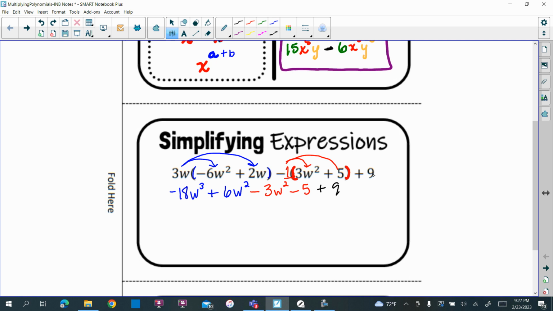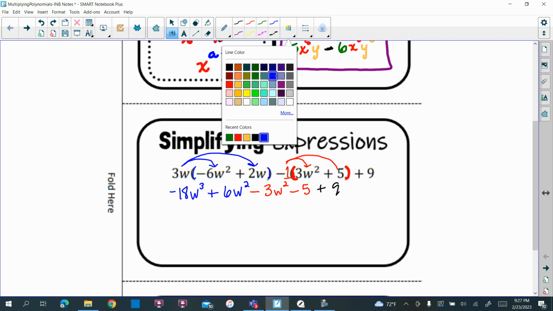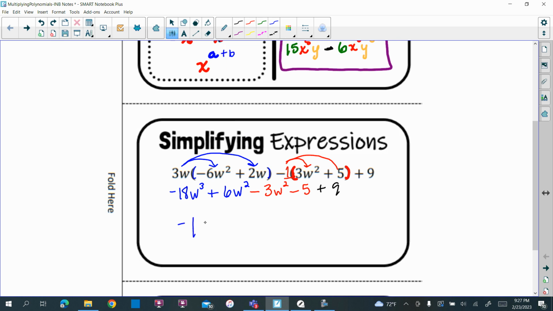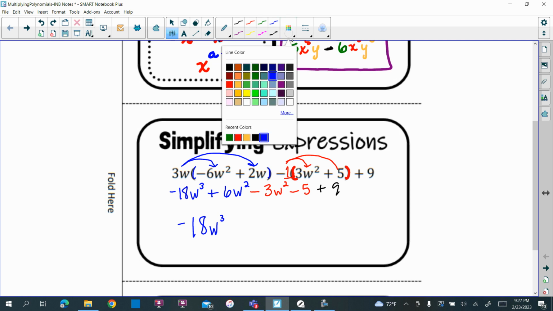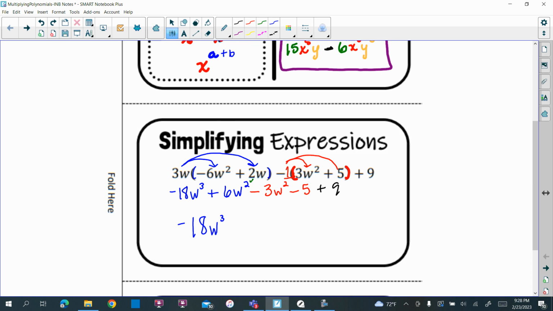So now all we're doing is combining like terms. And we are going to still simplify our expression in standard form. That means we start with highest exponent to smallest exponent, high to low. Our highest exponent is our negative 18w to the third power. Then our next highest exponent is right here, the exponent of 2. So we're going to combine those like terms. And that's going to leave me with plus 3w squared.